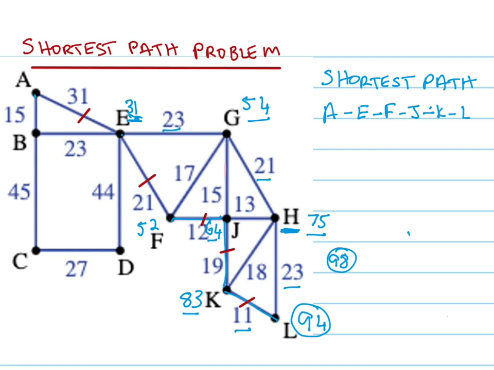And the distance, well, I've already found out it's 94, but just to confirm, it's 31 plus 21 plus 12 plus 19 plus 11. 52 plus 12 is 64, plus 30 is 94, which checks out with what I found previously.